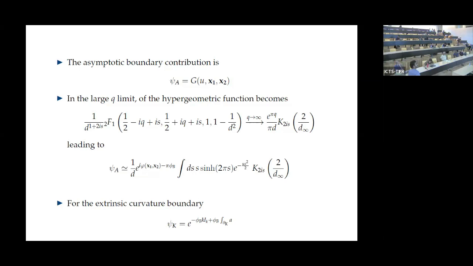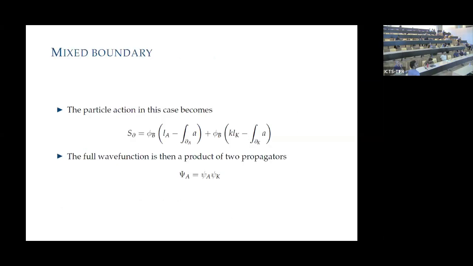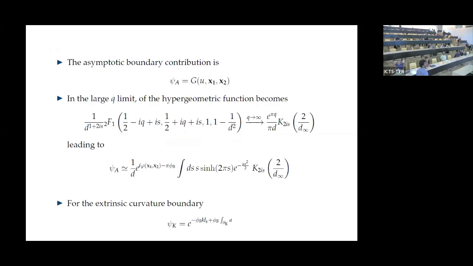And now we have to take the contribution from the extrinsic curvature boundary. The extrinsic curvature boundary is a boundary of constant extrinsic curvature which is fixed. So the contribution from this boundary is just the value of this Hamiltonian term along this boundary. Okay. We just have to compute the value of the Wilson line along this constant extrinsic curvature boundary, and that will give the value of this propagator. Now we put these two together to obtain the full mixed boundary wave function.